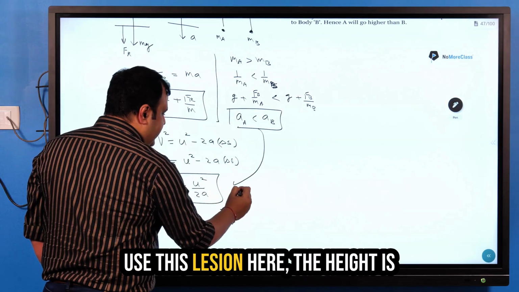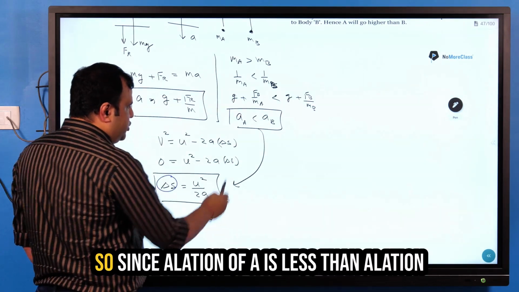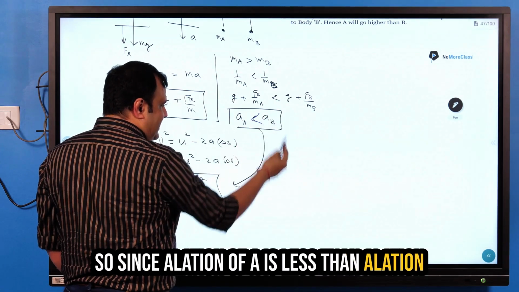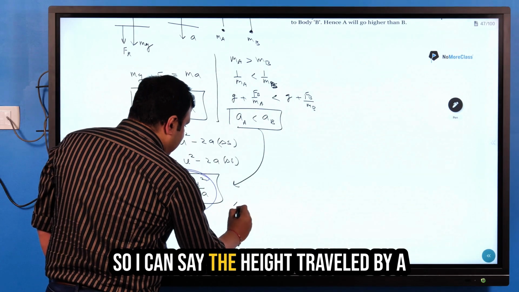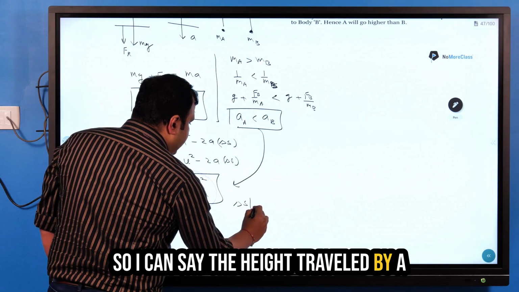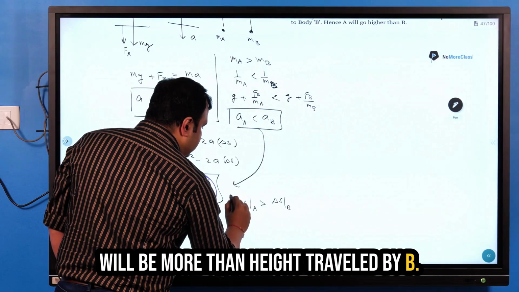Now, if you use this relation, here the height is inversely proportional to acceleration. So since acceleration of A is less than acceleration of B, and this is an inverse relation, I can say the height traveled by A will be more than the height traveled by B.